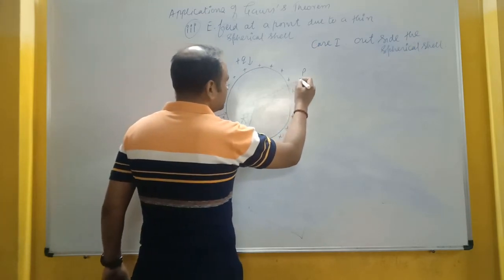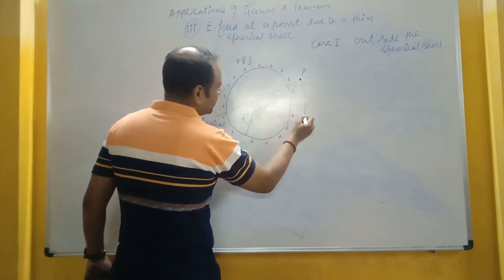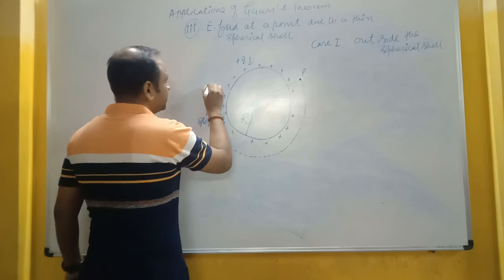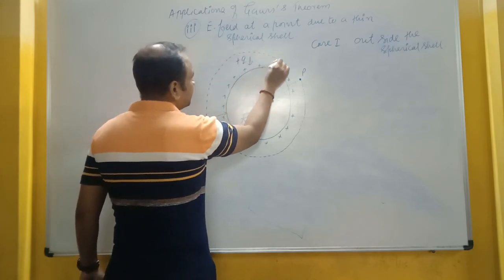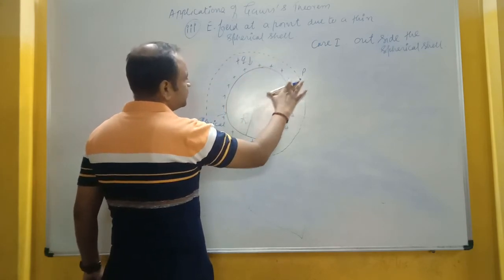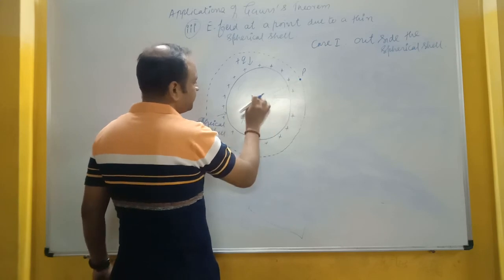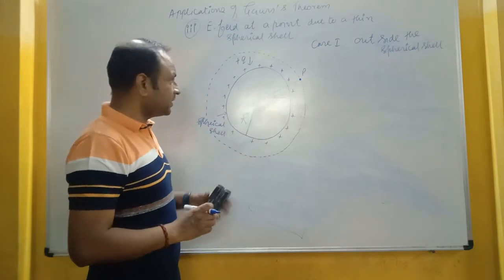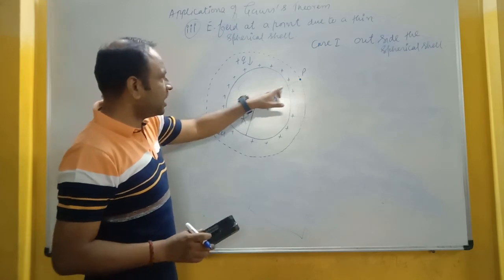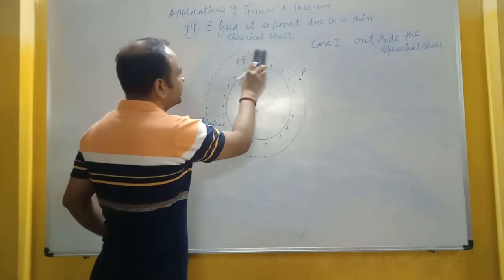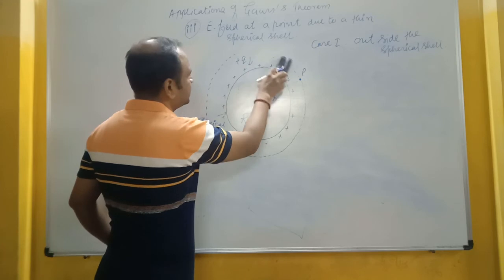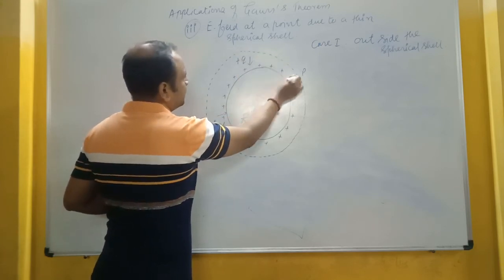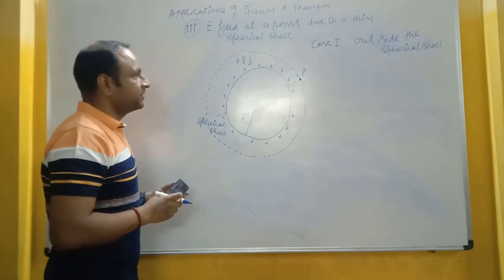This is my Gaussian surface I am drawing. The radius of this Gaussian surface would be equal to this distance R from the observation point to the center of the spherical shell. Okay, so this distance is R. So R is the radius of my Gaussian surface. Something like this. Okay, so very good.